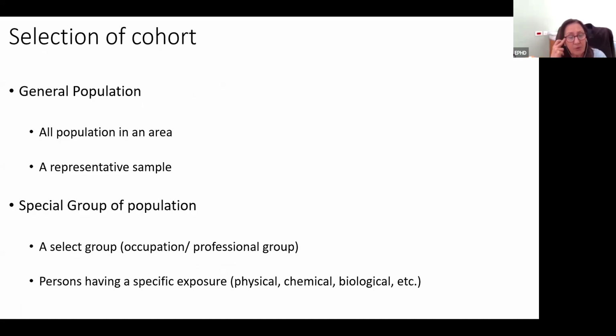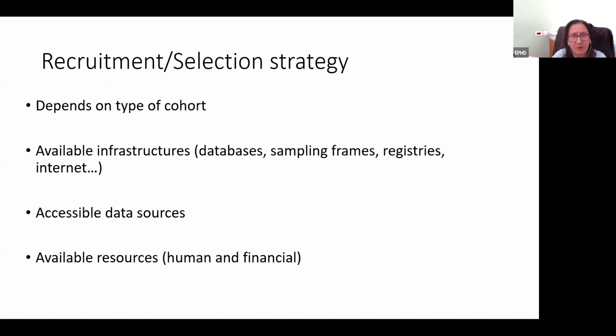The Rotterdam study included people who were 60 and above. It could be a sample or the whole population in a very limited geographic area. Or, as we said earlier, the Nurses' Health Study, or the health professionals study for males. We also have Taiwan male workers, so a special group of population by occupation or professional group, or people who have a specific type of exposure, if the exposure is rare, like physical, chemical, or biological.